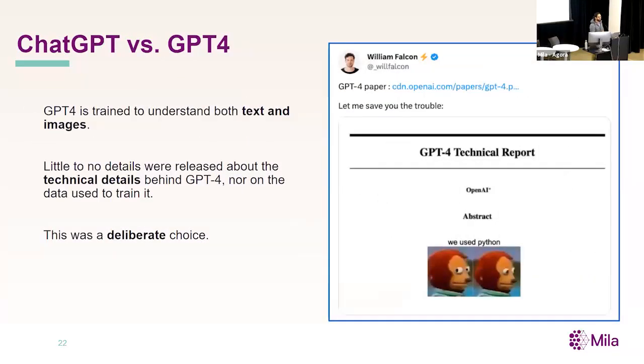Now, ChatGPT versus GPT-4. With GPT-4, we know very little as far as technical details go. I really like this tweet from William Falcon, who's pretty much the head of the PyTorch Lightning framework. He says, let me save you the trouble. Here's the technical report, OpenAI. They just tell you we use Python. That's all they tell you. There is very little to no technical detail released in this GPT-4 paper.